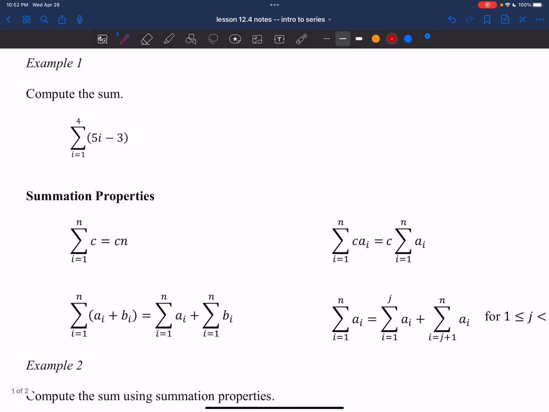Example 1, compute the sum. So let's compute this guy. The index i starts at 1, and you can see I have an explicit formula here. So what your sequence is, your sequence is a sub i equals 5i minus 3, where i is the starting position. It starts at 1.